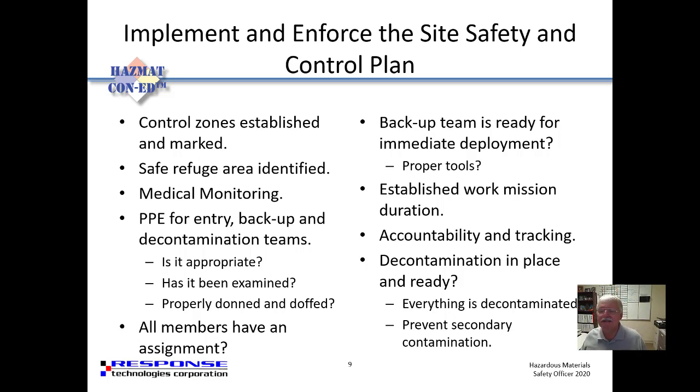We learned our lesson back in 2014 with the Ebola event. We learned that we had gotten lax in decontamination, and that came back to haunt us in the Ebola event and other events that we've had since then with regards to decontamination. We've got to be much more effective at decon.